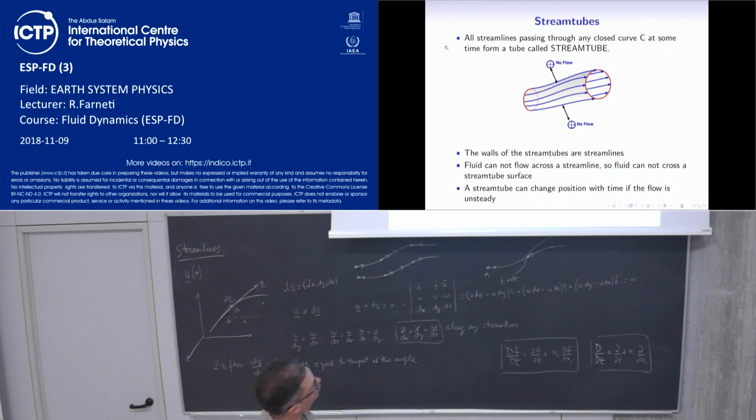The walls of the stream tubes are streamlines. So all those streamlines are forming a stream tube passing through the closed curve C. And fluid cannot cross the streamlines, and so the fluid cannot cross the stream tube surface either, because the stream tube surface is made of streamlines. And a stream tube can change position in time if the streamlines do change in time.